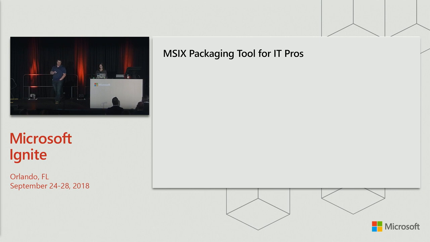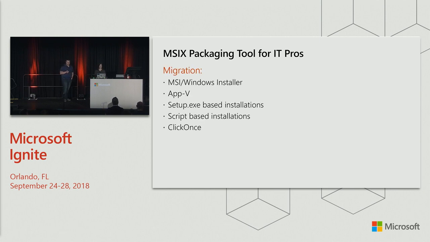So the MSIX packaging tool is aimed for IT pros. Again, it allows the migration of any installer that you guys have out there. If you're using Windows Installer MSI, AppV, setup.exe, script-based, ClickOnce. And really, when we say script-based, that means you can really do anything. You can manually walk through and copy files and do whatever you want. So hopefully all the installer types you're using are on the migration list. If they're not, please let me know. We'll get it added to our backlog and get support for that shortly.